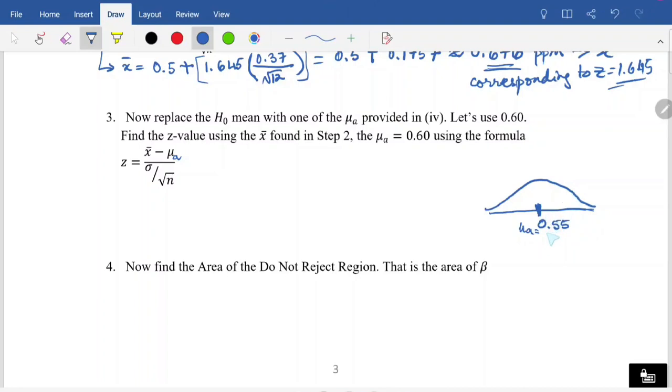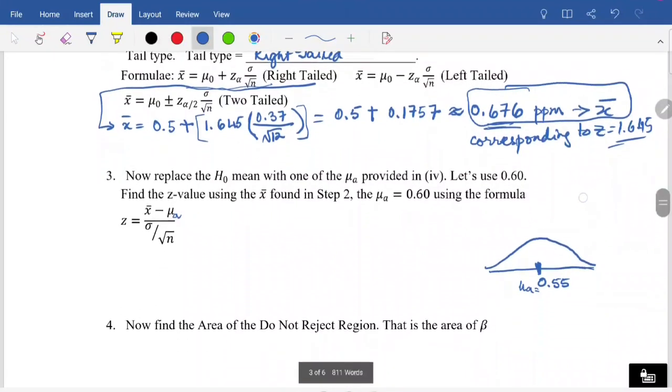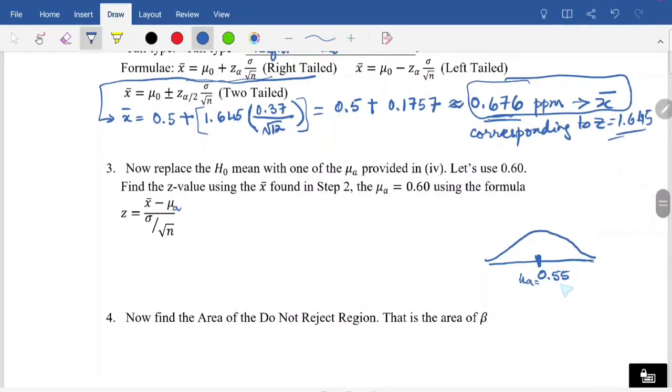So when we have an alternate mean of 0.55, our reject region is still going to be to the right. What did we find here? Our x bar value was 0.676. So relative to 0.55, if 0.55 is in the center, then the 0.5 that we used previously as our null hypothesis mean would be pushed out to the left. It would be somewhere here, 0.5.